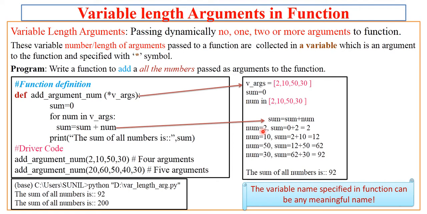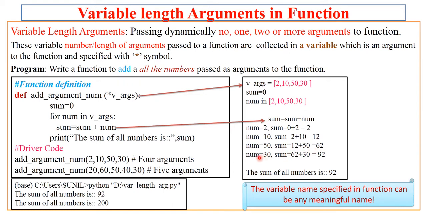Initially num is 2, so new sum equals old sum plus num. What is the old sum? Initially sum is 0, so 0 plus the current value of num, that is 2, gives 2. So the new value of sum is 2. Now when num takes value 10 from the list, sum equals the old value of sum, that is 2, taken from the earlier iteration, plus the current num, 10, so it becomes 12. Next time num is 50, so new sum equals old sum, 12, plus current num, 50, that is 62.